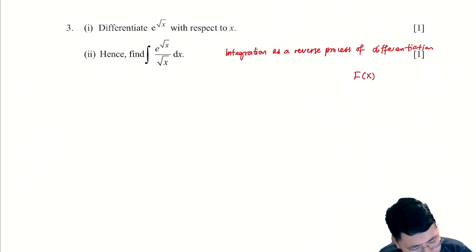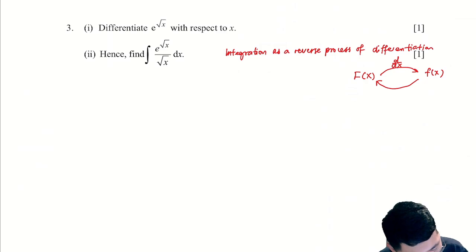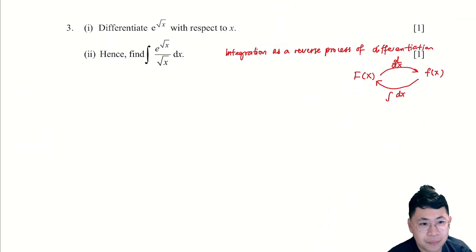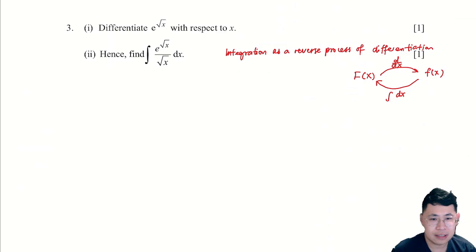So first, right, we have a function over here. So when we differentiate, we will get the derivative like this, right? Then the reverse process is if you have the derivative, or we have another function over here, when we integrate back, we can integrate directly back to the original function. Okay, so this is the idea that we will be using in this question.